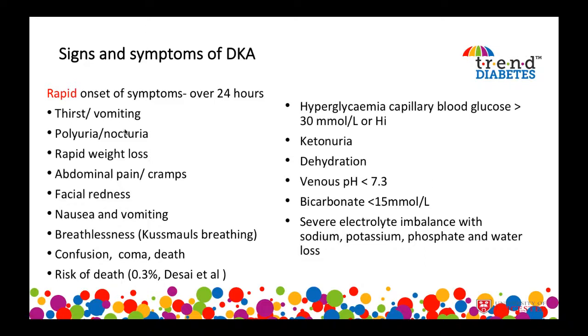It might read low. You will always see ketones, either in the blood or the urine, significant dehydration, and the pH will be less than 7.3, the bicarbonate less than 15. And then you have a severe electrolyte imbalance with loss of sodium, potassium, phosphate and water. So once you suspect this condition, you should be able to recognise it by these signs and symptoms.